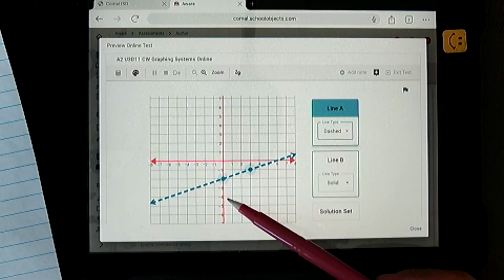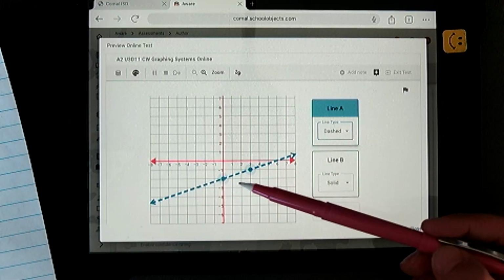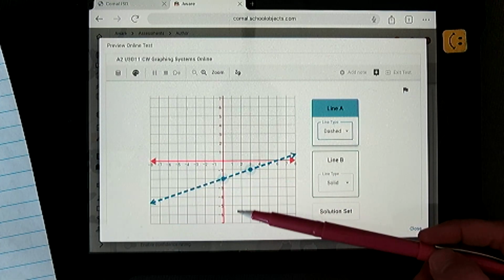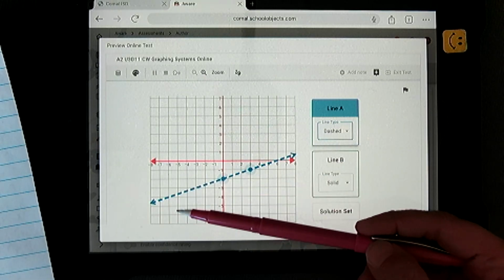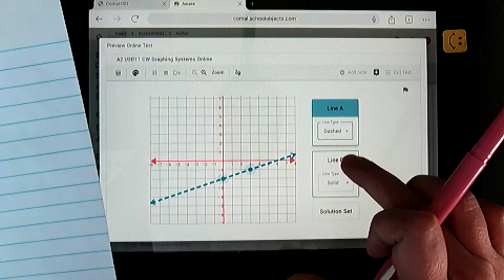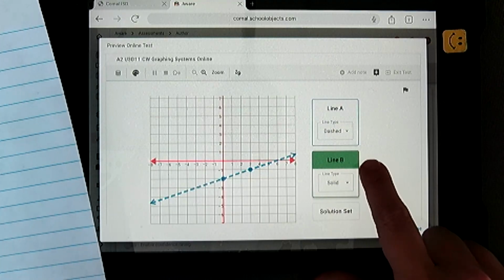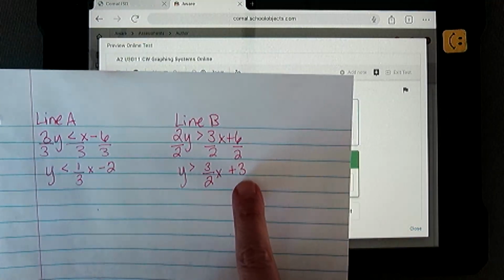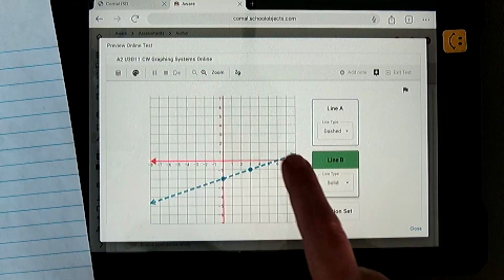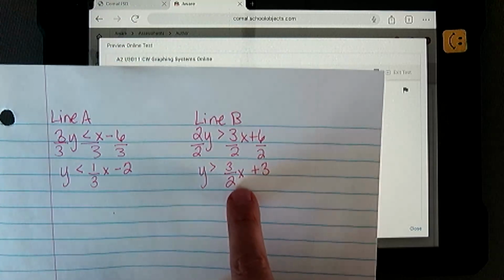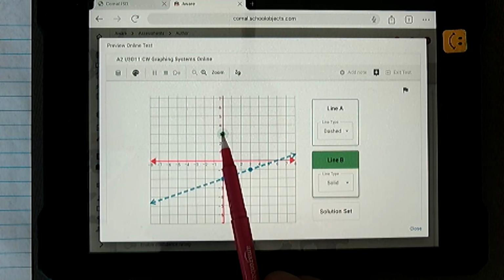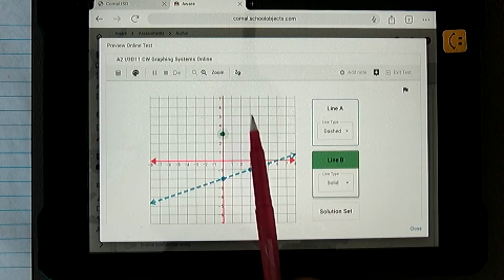Now, because this is a system, it's not going to let me do individual shading. So I know right now I need to shade down here. So I'm just going to have to keep that in mind. So I'm going to tap line B, and now it's highlighted so I can graph my second one. My B is 3, and my slope is 3 over 2. So I need to count up 3 and over 2.